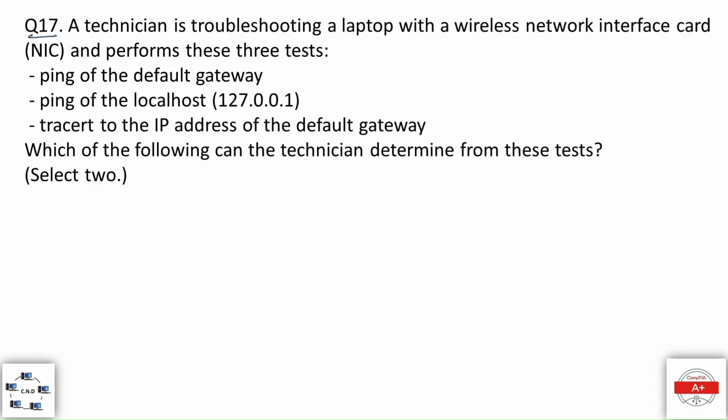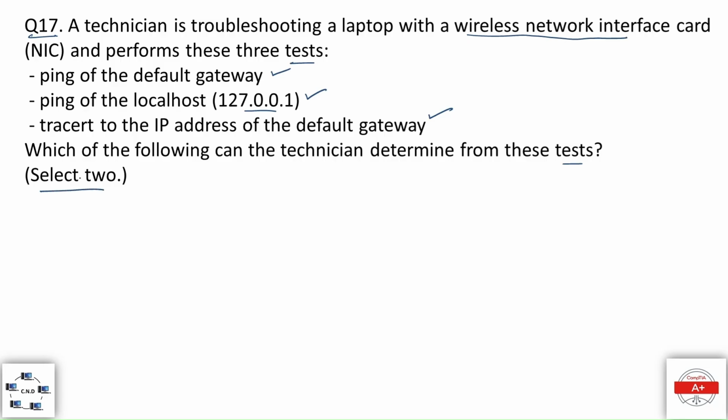Question number 17. A technician is troubleshooting a laptop with a wireless network interface card, or NIC, and performs these three tests. The tests are: ping the default gateway, ping the local host 127.0.0.1, also known as the loopback IP address, and trace to the IP address of the default gateway. Which of the following can the technician determine from these tests?